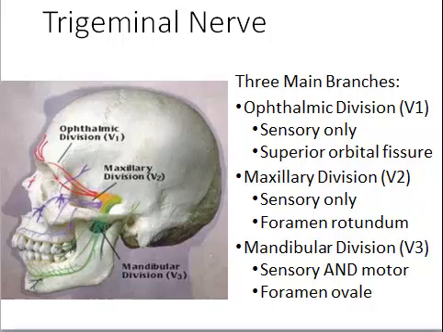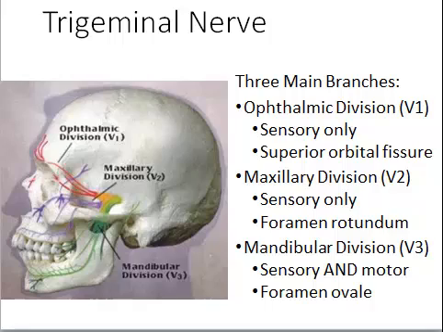Maxillary division V2 is also sensory only. It exits through the foramen rotundum, which is our roundest foramen that we can view when we're looking at the interior view of the skull. So it's very round, and if I'm feeling kind of rotund, I'm feeling kind of round in my belly. So it might be a good way to think of it.